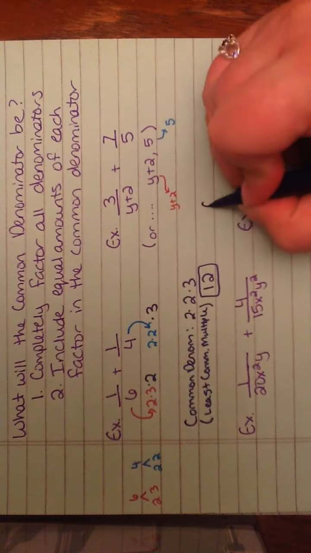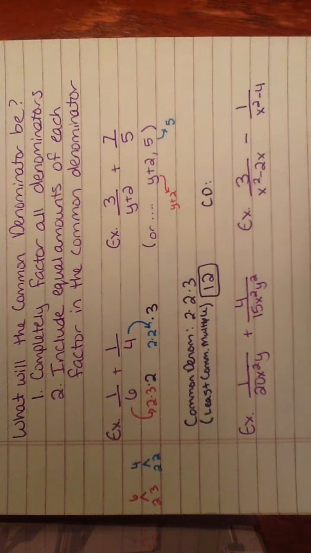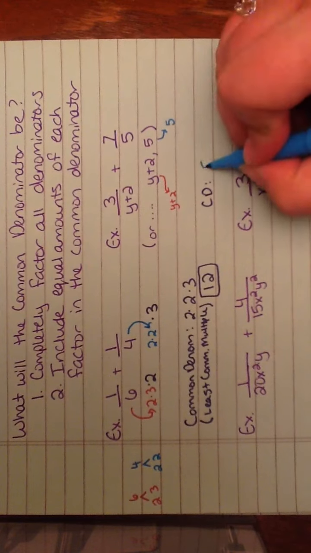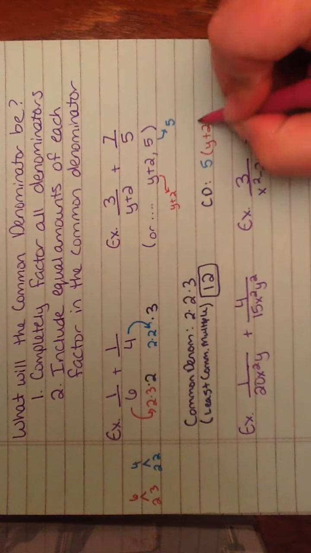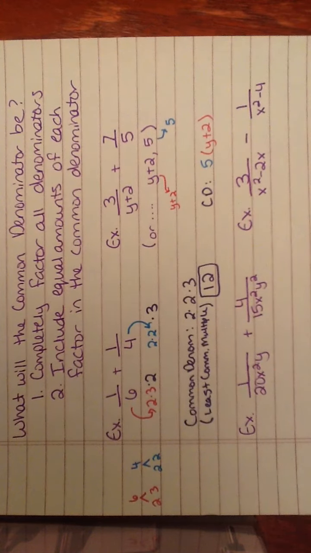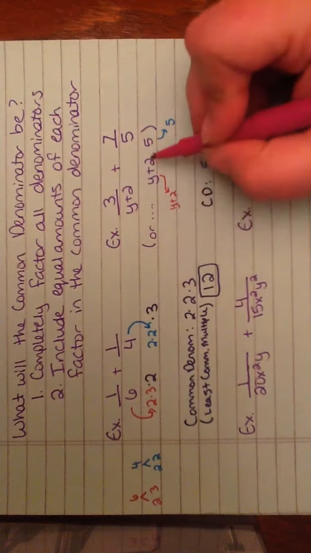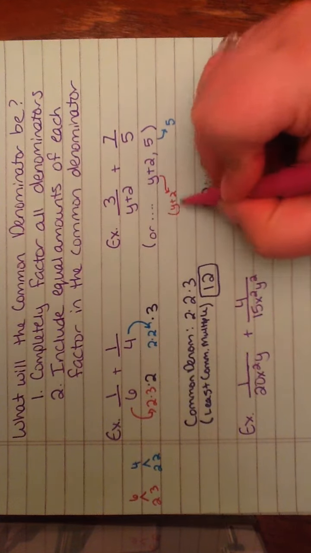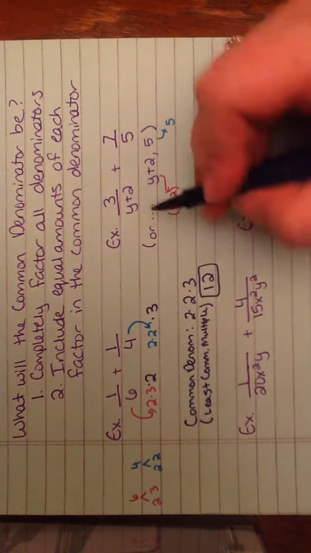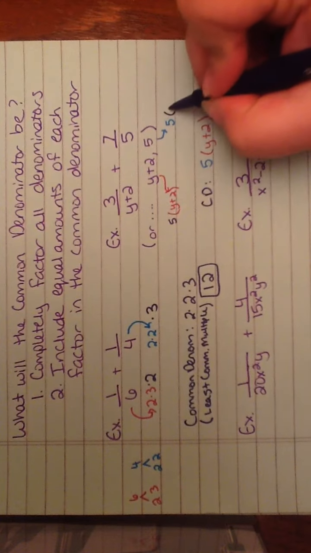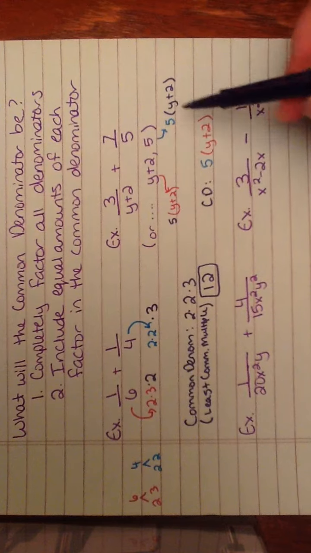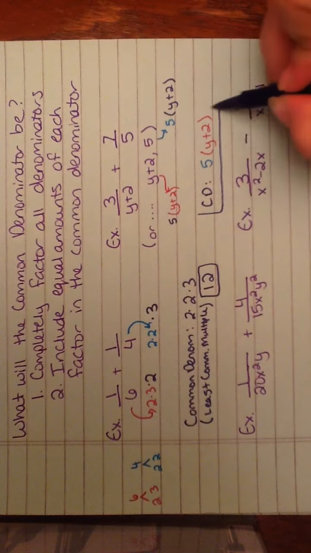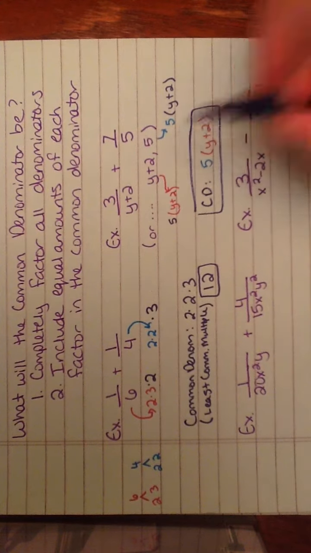So what would our common denominator have? Well, it would need a 5, and it would also need a y plus 2. So our common denominator is 5 and y plus 2. So if we were going to be forcing them to be the same, this one would need to be multiplied by 5, and this one would need to be multiplied by y plus 2. Now this isn't what you need to do today, but I'm just setting this up for our next section.